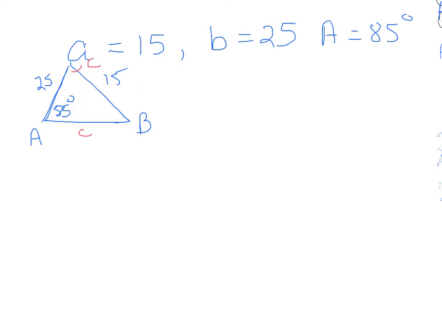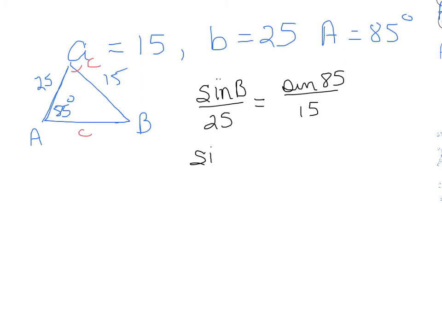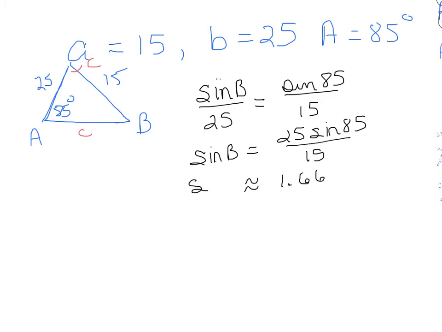First, we're going to try to find the sine of B. So the sine of angle B over 25 equals the sine of 85 over 15. So the sine of B is 25 times the sine of 85 over 15, which is approximately 1.66. What do you get when you try to find the angle? 1.66. Did you do the inverse of that? Inverse sine?